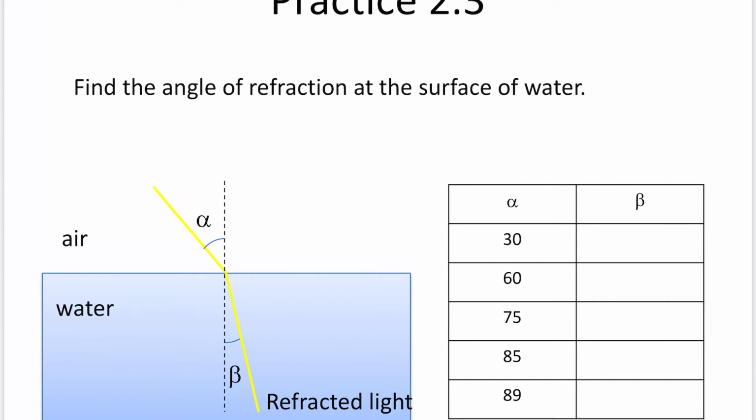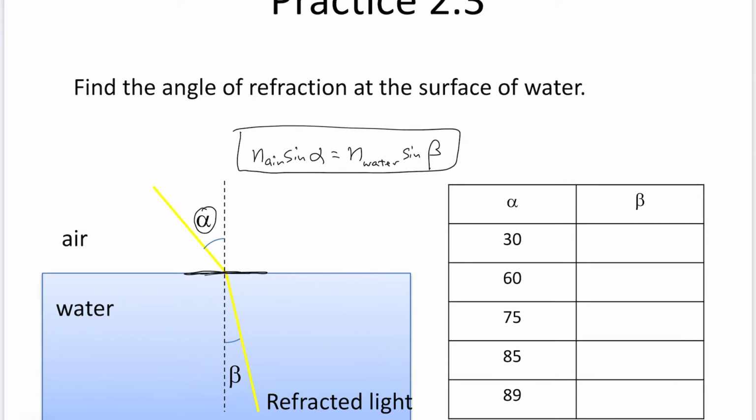So in this practice, find the angle of refraction at the surface of water. So we can apply Snell's law. Snell's law says that on this surface, n sub air times sine alpha, where alpha is this angle, equals n sub water times sine beta. So we can use this equation to find beta. Beta is expressed as the inverse sine of n sub air over n sub water times sine alpha.